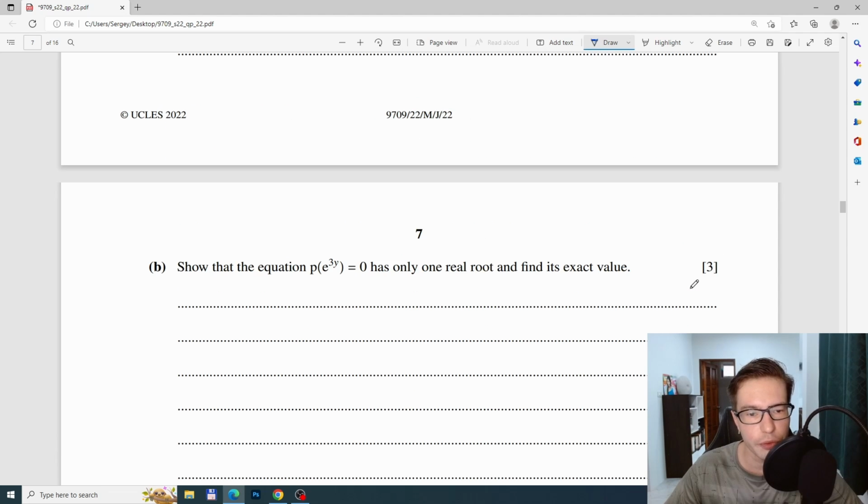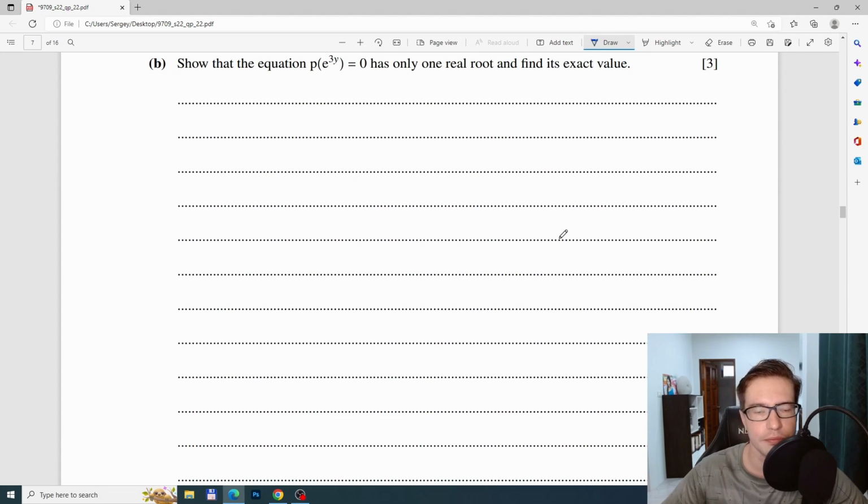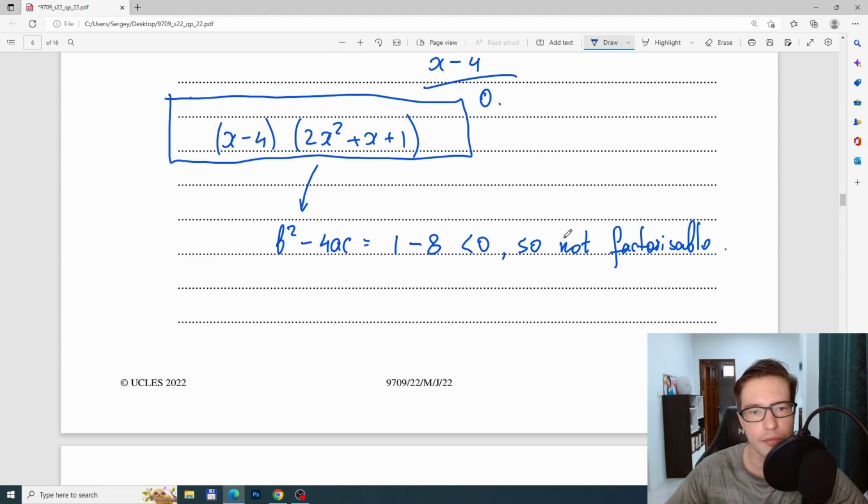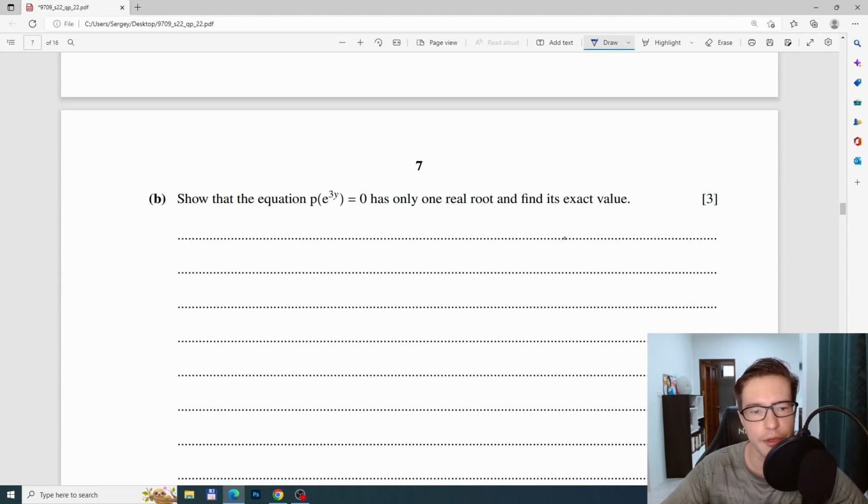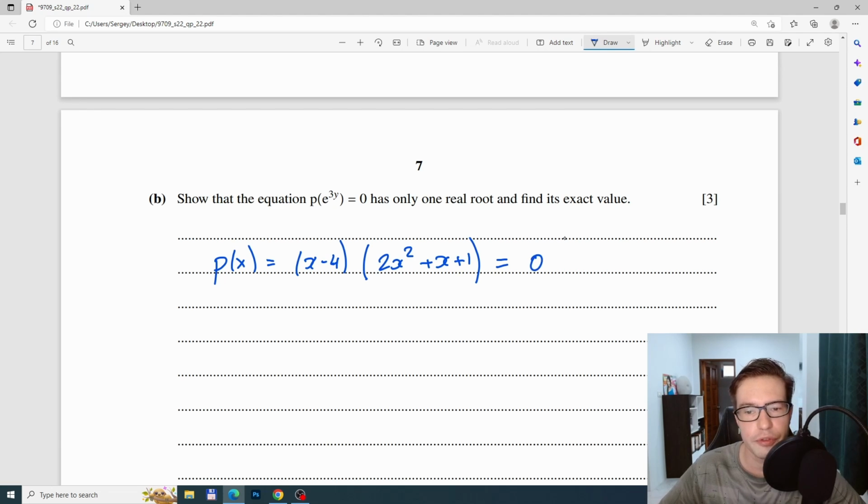Okay, next question. We have to show that the equation p of e to the power of 3y equals 0 has only one real solution, and find the solution. So first, let's state p of x again. That must be equal to 0, and then make a variable change, x equals e to the power of 3y.